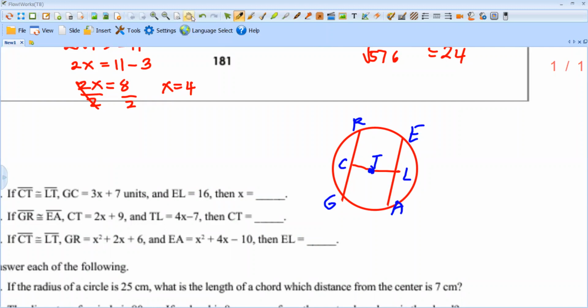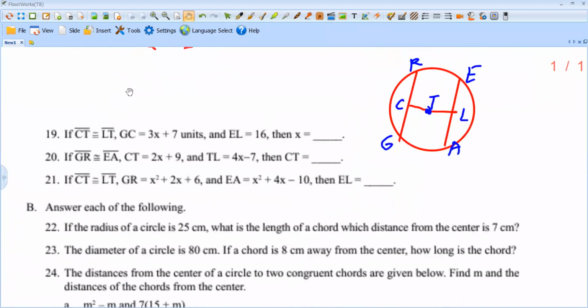Okay, let's go. CT is equal to LT, so those are equal. And GC is equal to 3x plus 7. What is EL? If EL is 16, so these are equal. So what's next? Let's do 3x plus 7 is equal to 16. Then 3x is equal to 16 minus 7, so 3x is equal to 9. Then x is equal to 3, because 9 divided by 3.